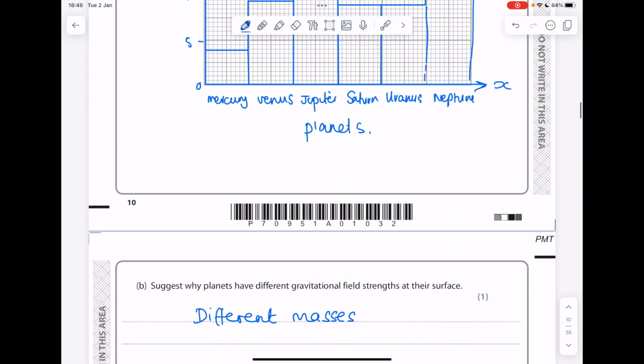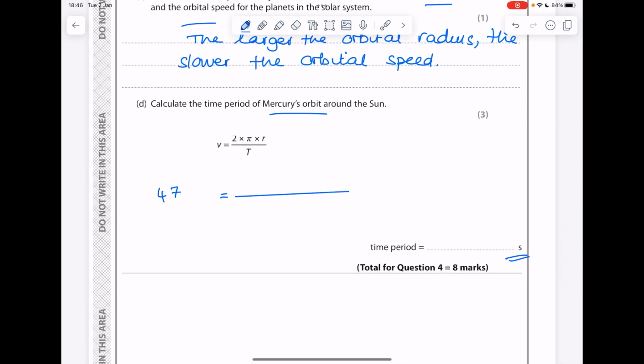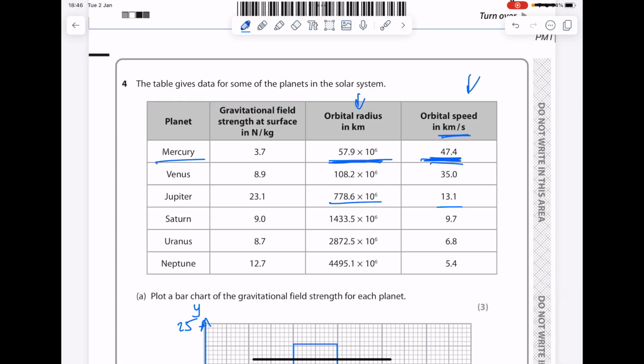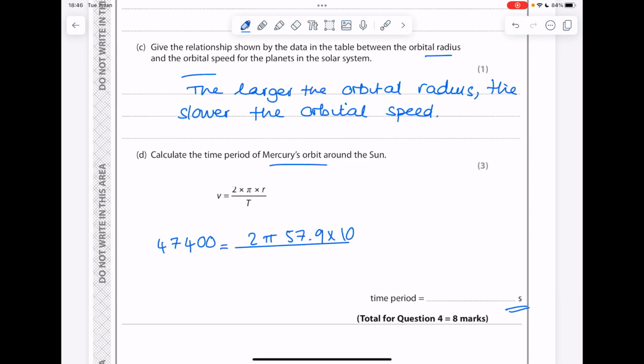That needs to be in meters per second, which means we need to times it by 1,000. And then our orbital radius is 57.9 times 10 to the 6, but that's in kilometers, so we need that in meters. So we need to times that by 1,000, so that becomes times 10 to the 9. And then solve for T by doing 2 pi times 57.9 times 10 to the 9 divided by 47,400 to get this number, which is 7.7 times 10 to the 6.